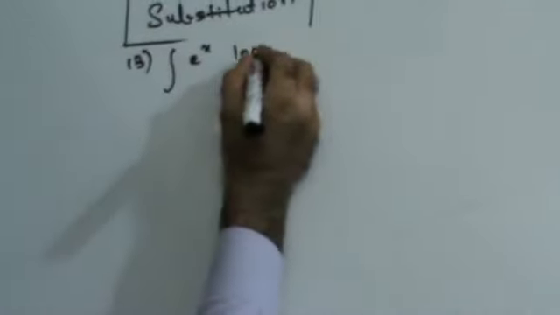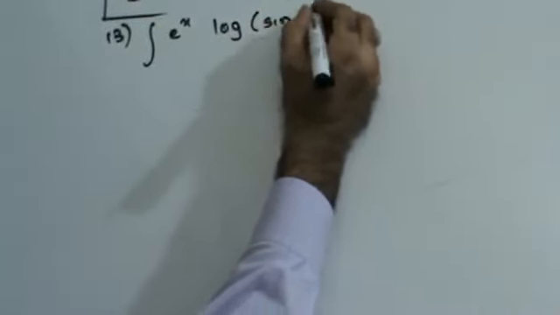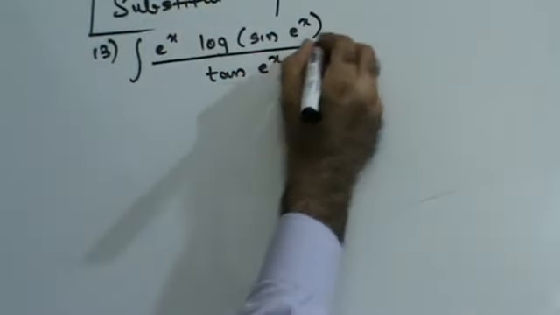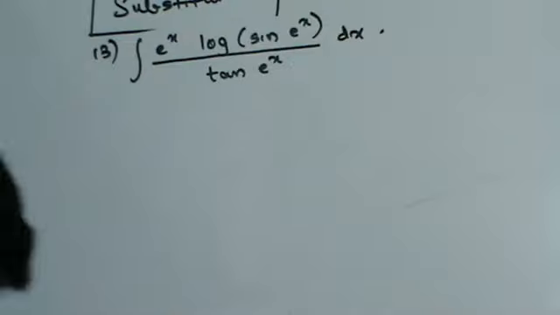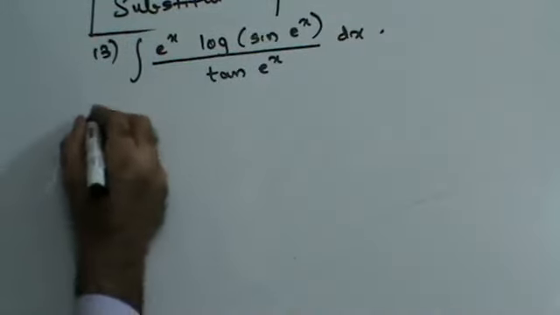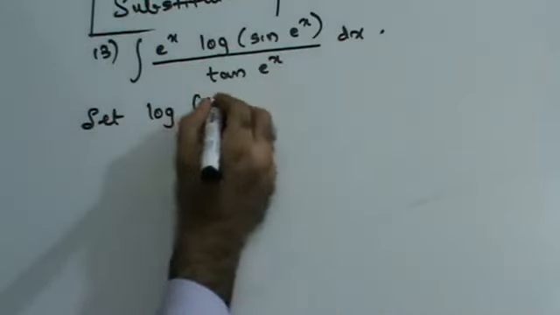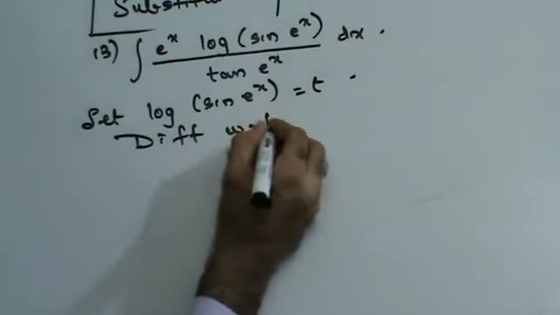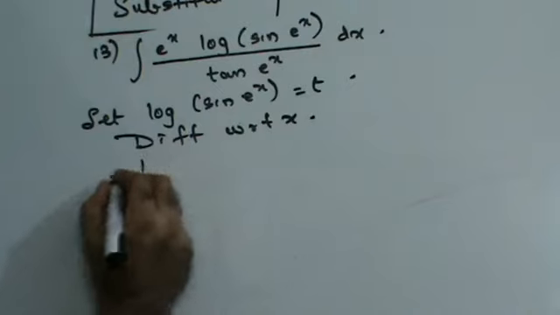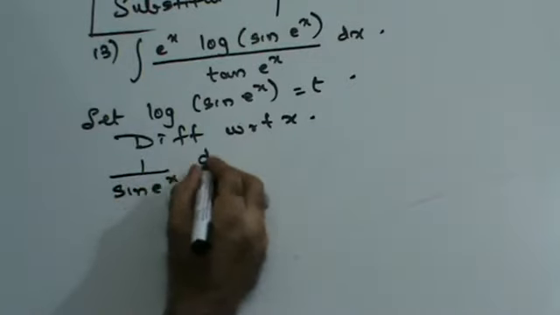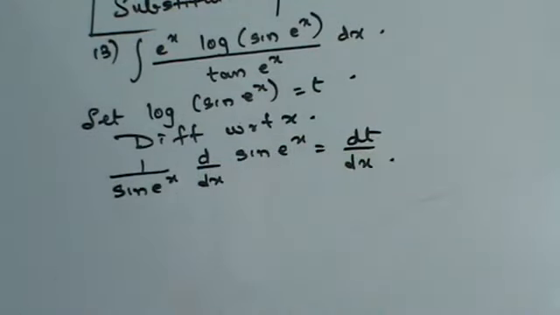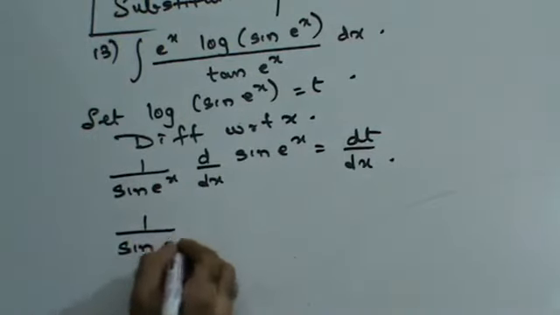Integral of e raised to x log of sine of e raised to x upon tan e raised to x dx. Right? Let's see this. You will say let log of sine of e raised to x be equal to t. Differentiate with respect to x. D by dx of log u is 1 upon u, d by dx of u is dt by dx. So this is 1 upon sine e raised to x.